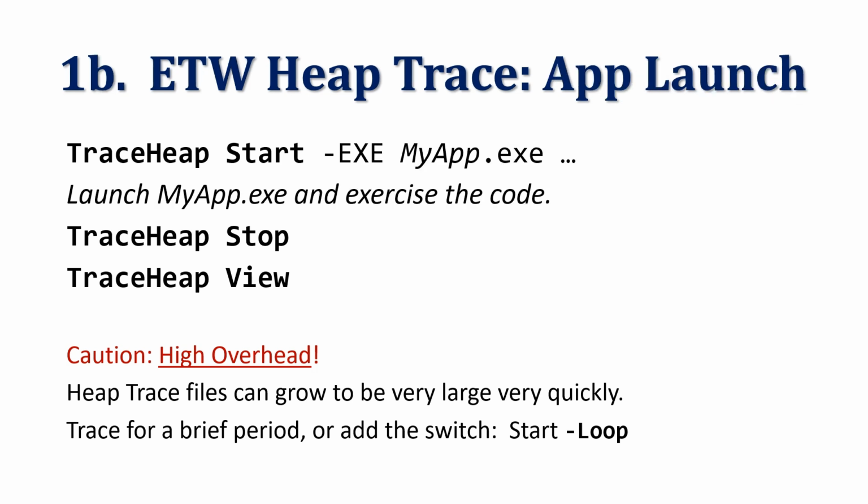The other way to specify the processes to trace is by name. When you need to trace application launch, you specify one or more application names using the -exe switch. Notice that in all these traces, if you add the -loop switch to the start command, that creates a circular memory buffer to retain only the last few minutes of the trace.